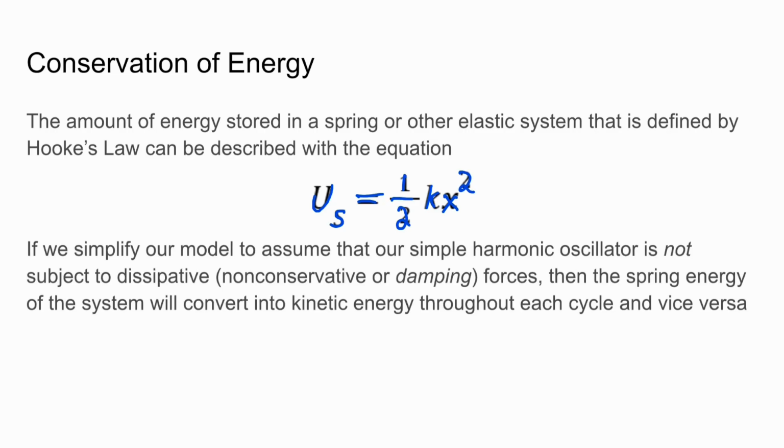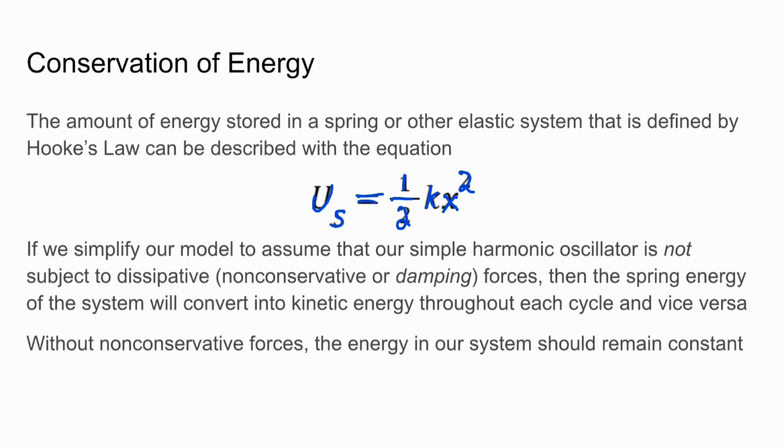If we simplify our model to assume that we don't have any non-conservative forces, then the spring energy of the system will convert into kinetic energy throughout each cycle and vice versa. Without non-conservative forces, the total mechanical energy of our system should remain constant. So at any point one, our energy should equal the energy at any other point two.